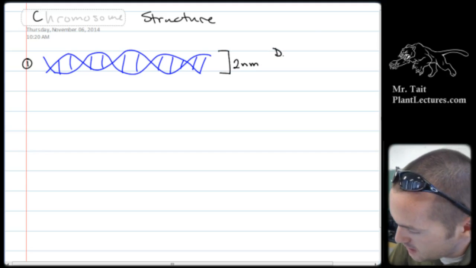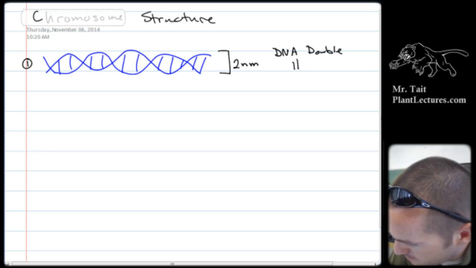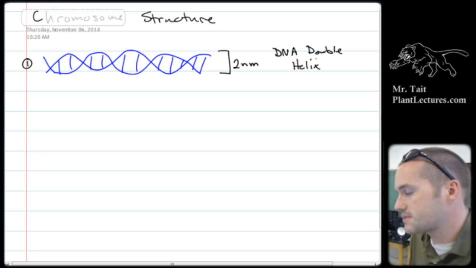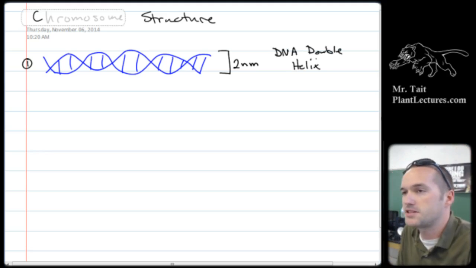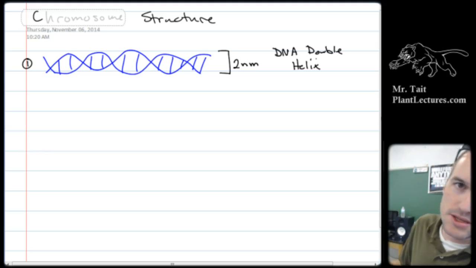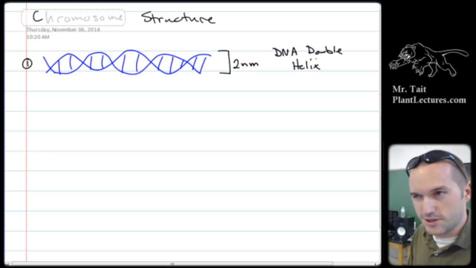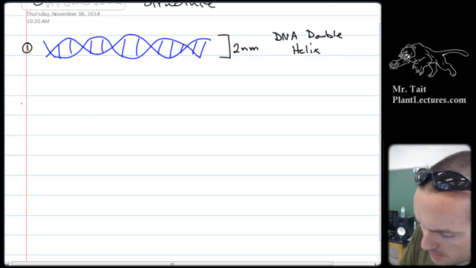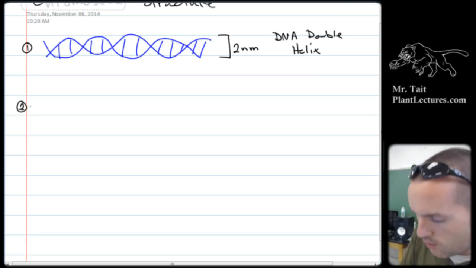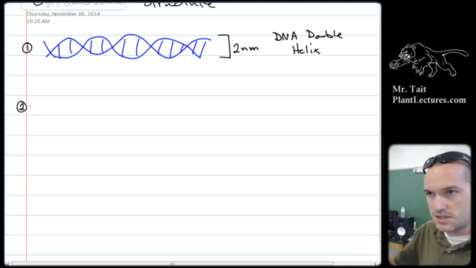Okay, it's called the DNA double helix. If you need context for 2 nanometers, they say that your fingernail grows roughly 1 nanometer every second, and therefore 2 nanometers is the distance that your fingernail would grow in 2 seconds. Very small, right? Okay.